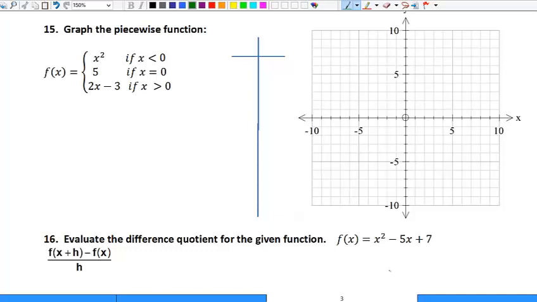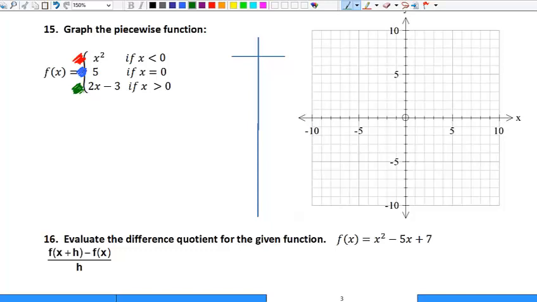Our next problem says graph the piecewise function. So I'm going to graph this in 3 different colors just to be super clear here. You can bring 3 different colors to the exam if you really want to, or however you want to do it. So I've got blue, red, and green.